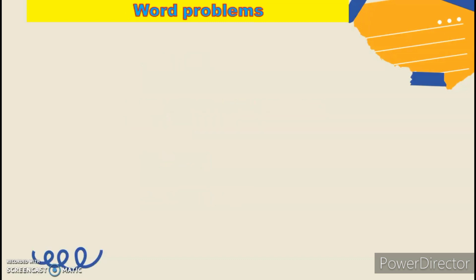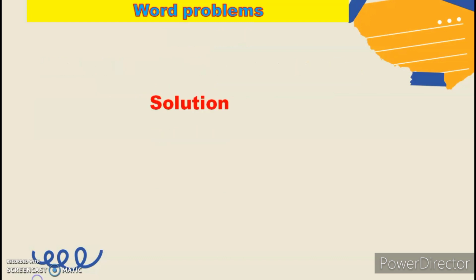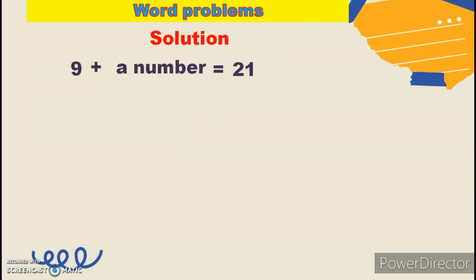So look at word problems on open sentences. The first example: when 9 is added to a number, the answer is 21. Find the number. So 9 plus a number is equal to 21. Now the number will be represented with an empty box. So 9 plus empty box equals 21.